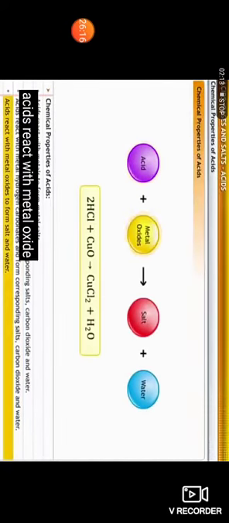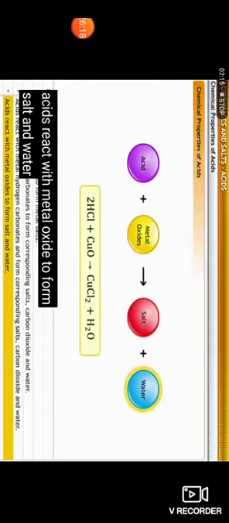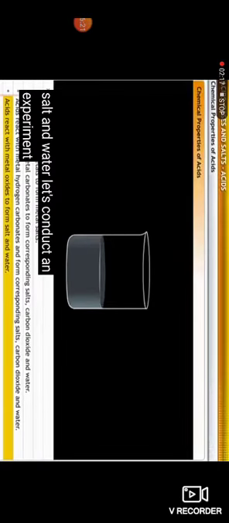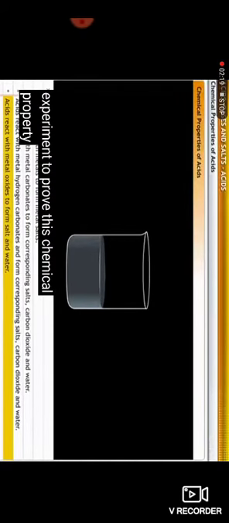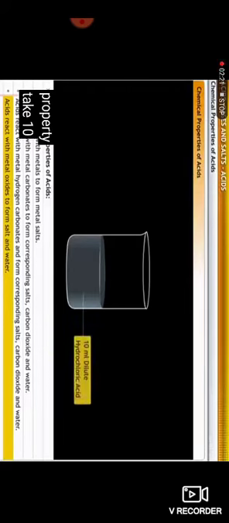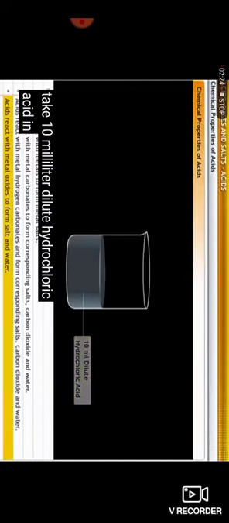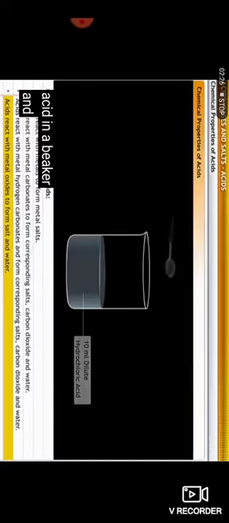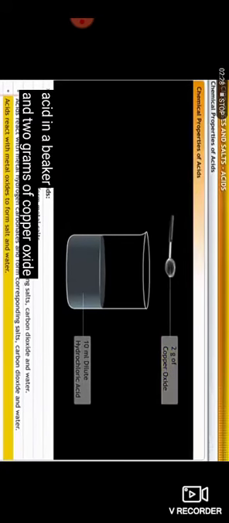Acids react with metal oxide to form salt and water. Let's conduct an experiment to prove this chemical property. Take 10 milliliter dilute hydrochloric acid in a beaker. Add 2 grams of copper oxide to the beaker.